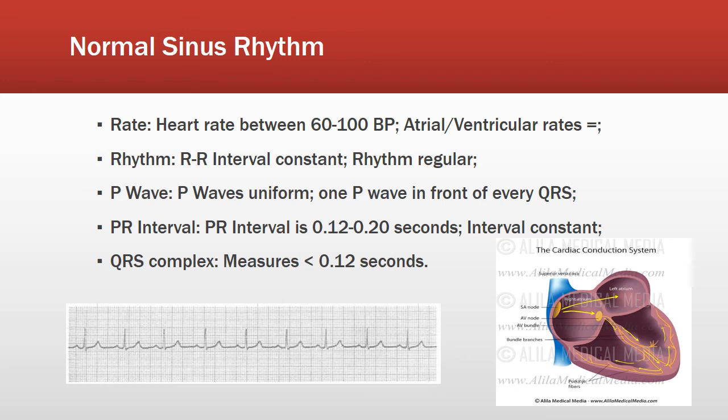The rate is between 60 and 100 beats per minute, and the atrioventricular rates are equal. The rhythm, the R to R, is constant and the rhythm is regular. The P waves are uniform, one P wave in front of every QRS. The QRS complex measures less than 0.12 seconds. And if you look at the bottom, you can see this is an example of a sinus rhythm with an approximate rate of 75 beats per minute.